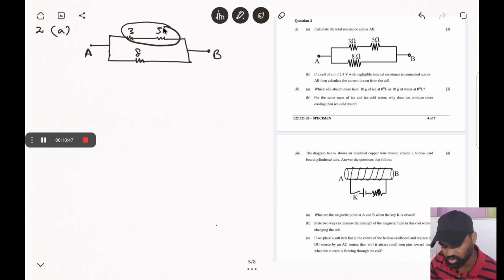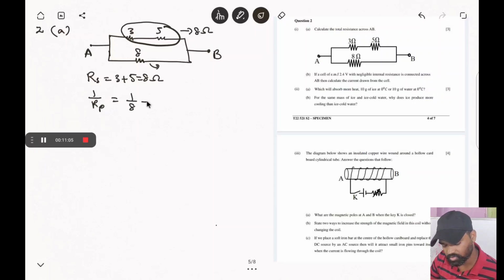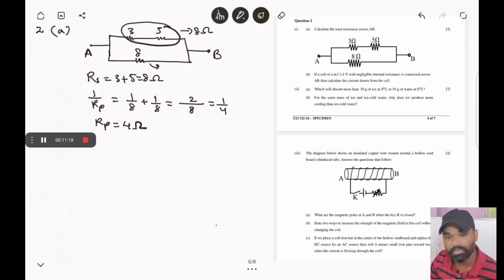Now, first of all, these two are in series. So, Rs will be 3 plus 5. That's 8 ohm. Now, this 8 ohm and this 8 ohm are in parallel, which means 1 by Rp is 1 by 8 plus 1 by 8. That is how much? 8 is the LCM. 1 plus 1, 2. That's 1 by 4, which means Rp equals 4 ohm. That's my correct answer. So the equivalent resistance, the total resistance across AB is this.